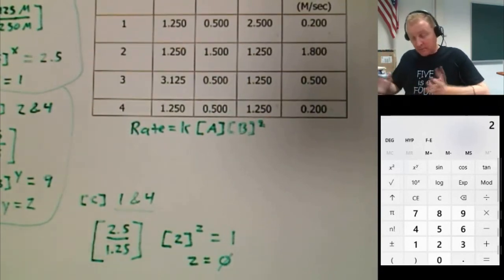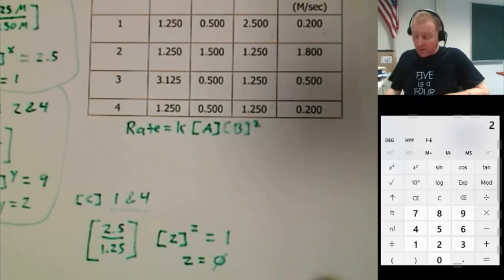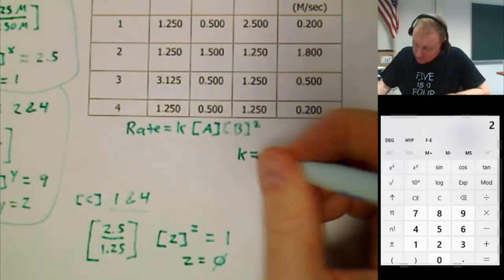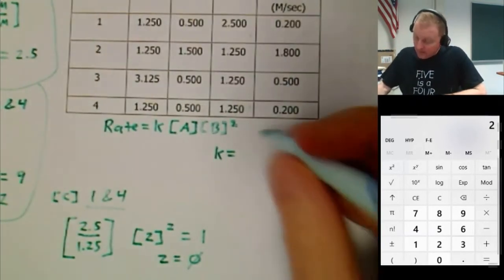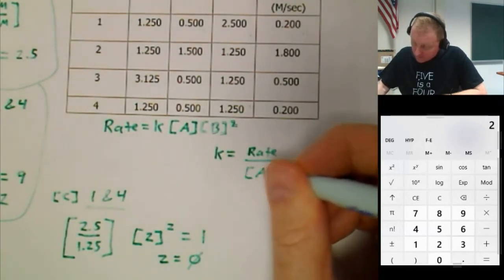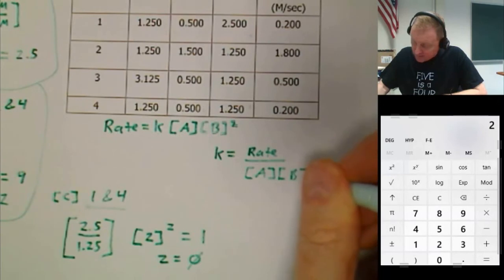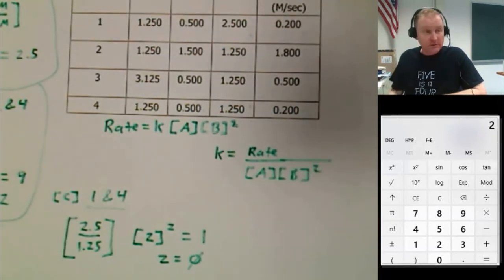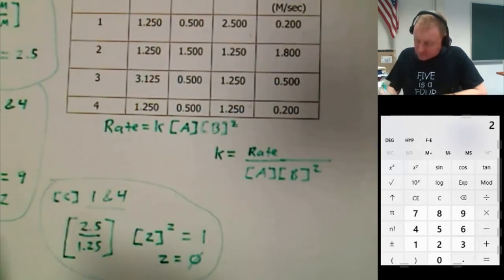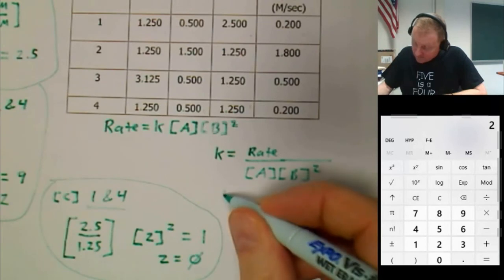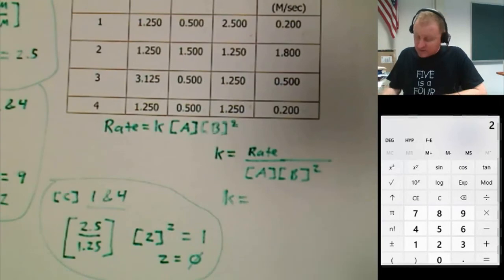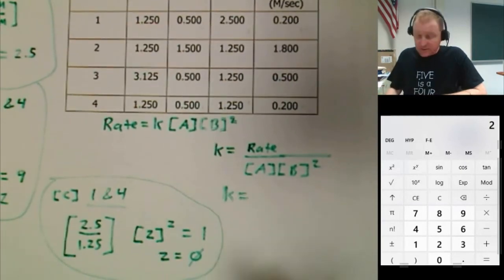Very good. Now, the last thing we've got to do is solve for K. So K equals the rate over the concentration of A times the concentration of B squared. Let's just block this out, with numbers all over the place. So K equals, my pen's dying, guys, let's just choose any reaction. Let's use the first one.